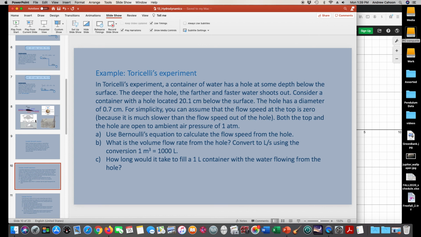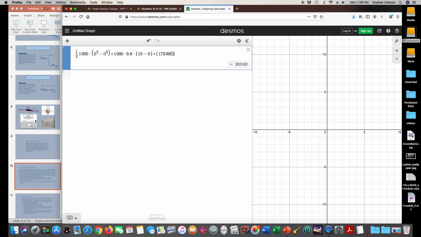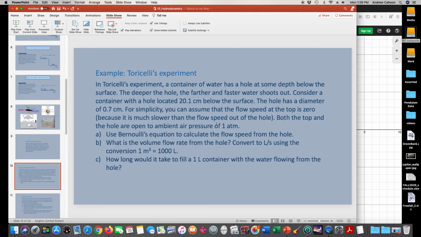And then both the top and the bottom are exposed to an ambient air pressure of 1 atm. So the pressures at the top and the bottom are the same. Okay, so if I'm plugging back into this relationship, the pressure term is going to be a 0. The pressures are the same in both places. What else can I plug in?